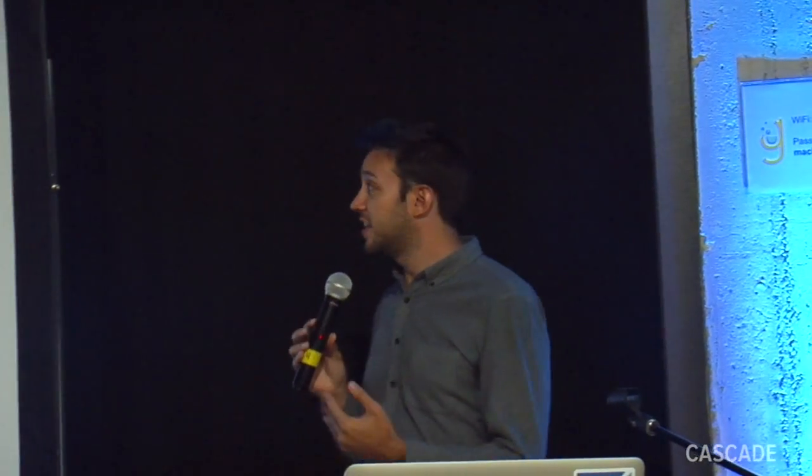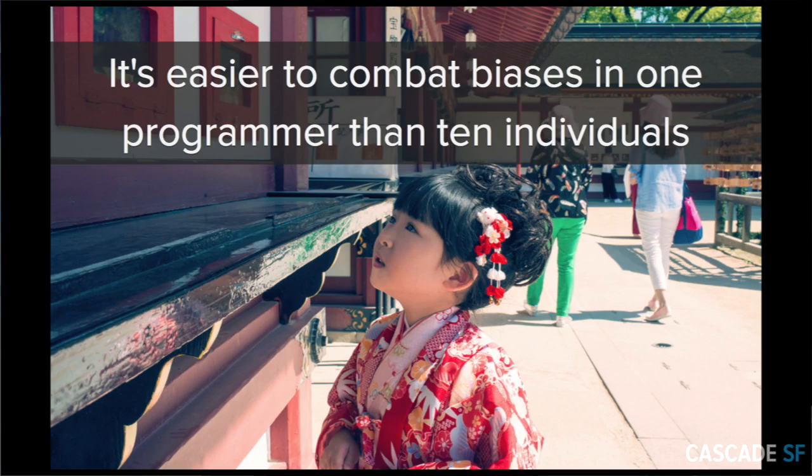Ultimately, the reason for programming these judgment calls, or relegating judgment calls to machines and to AI, is that there is a valid argument to make for it. It's easier to combat biases in one programmer than it is in doing it in 10 or hundreds or thousands of individuals who have to do the same task as that one single AI has to do.